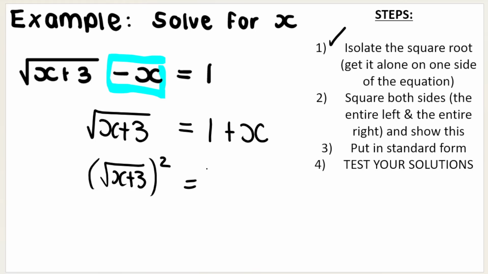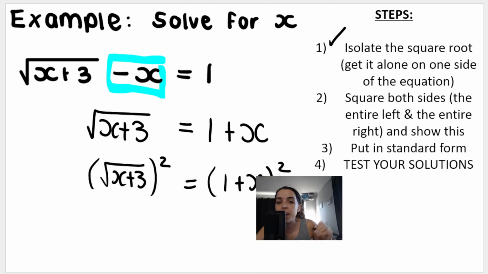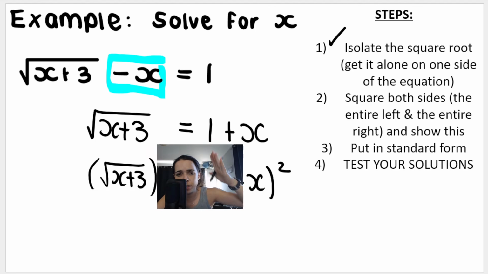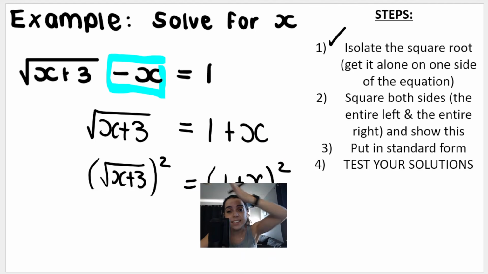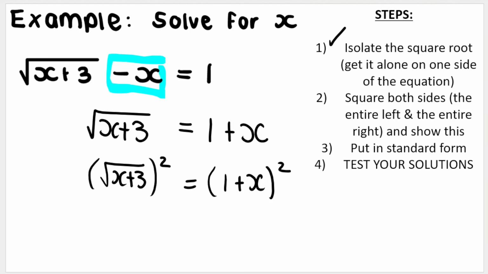And when I say square both sides, you square the entire left-hand side, which includes our root, and the entire right-hand side together. So you do not, and I repeat, you do not square the individual terms. So you don't say 1 squared plus x squared. No, you square the entirety of the left-hand side and the entirety of the right-hand side.